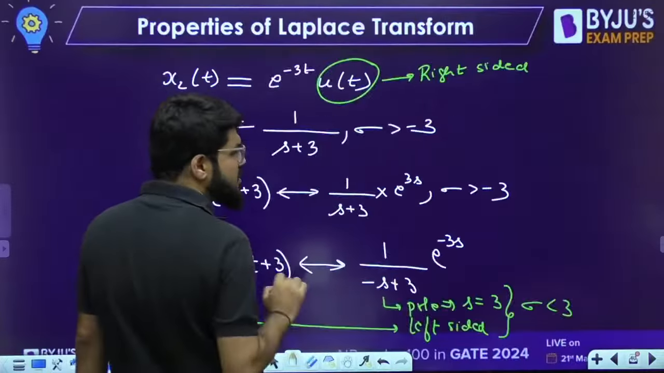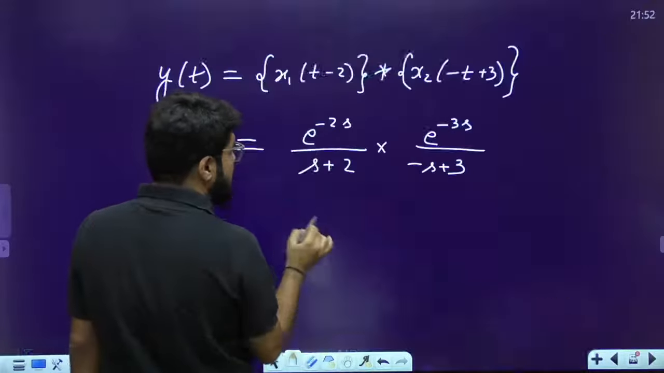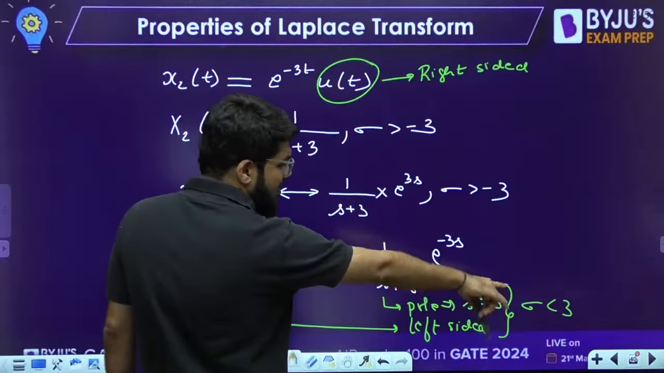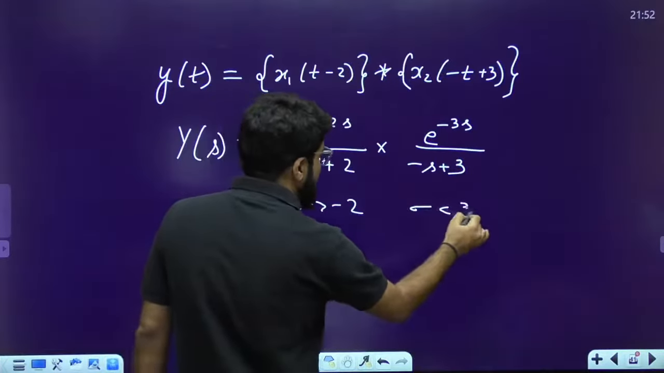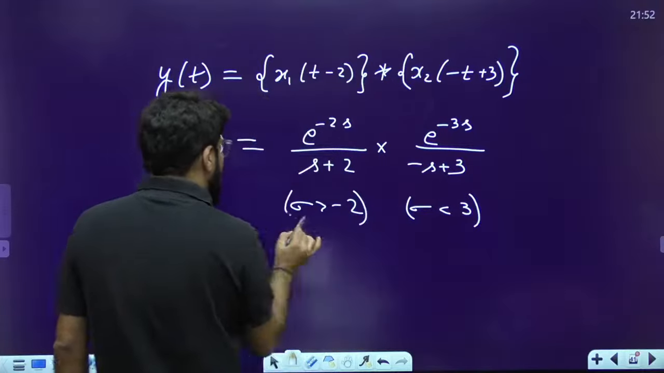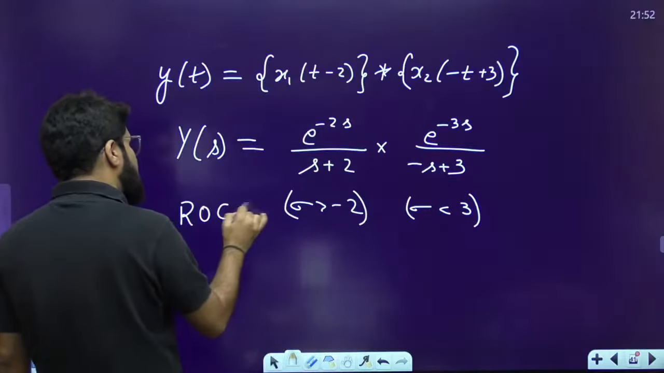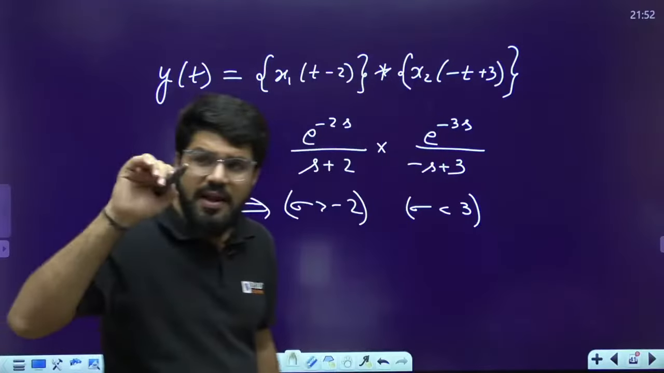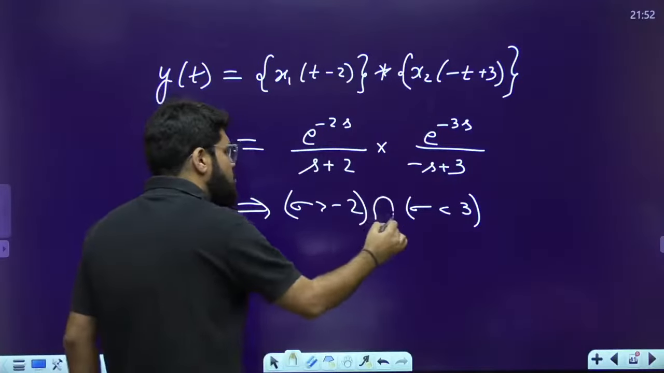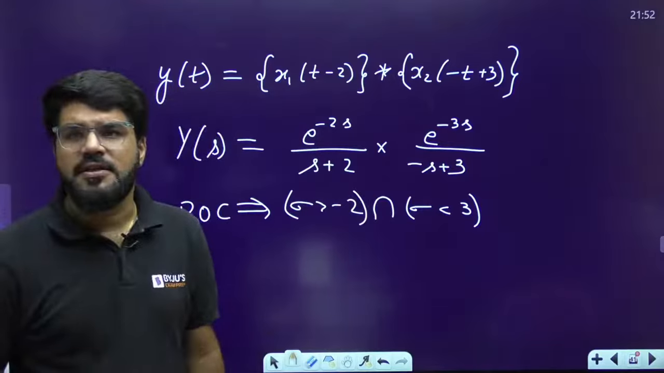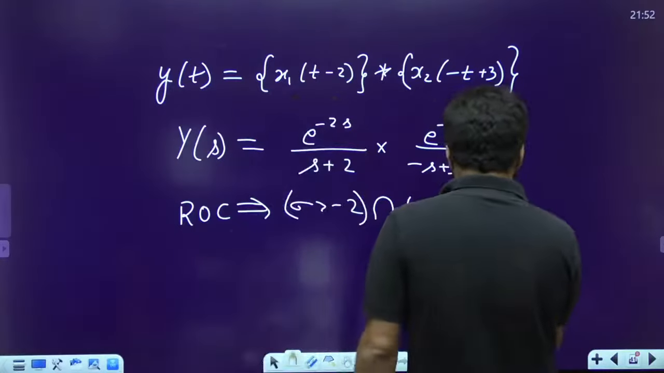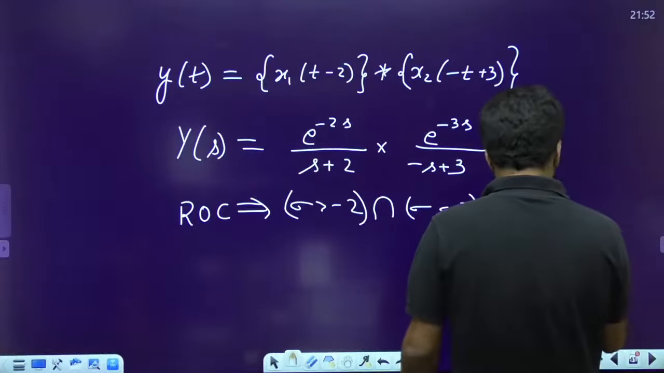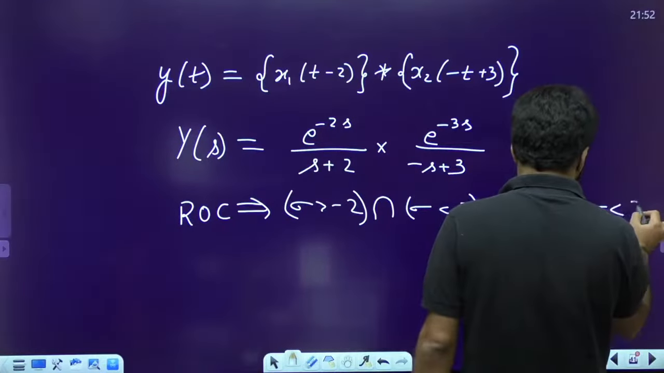Now, what was the first ROC? Sigma greater than minus 2. For the next one, ROC sigma less than 3. So what is the final ROC? Whenever two different Laplace transforms are involved, whether it is linearity property or convolution property, you have to take the intersection. That means the ROC is sigma greater than minus 2 but less than 3. Minus 2 is less than sigma is less than 3.